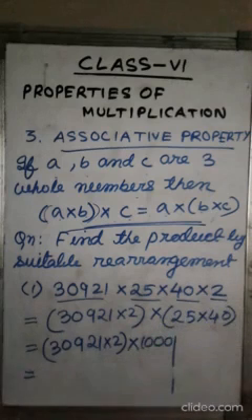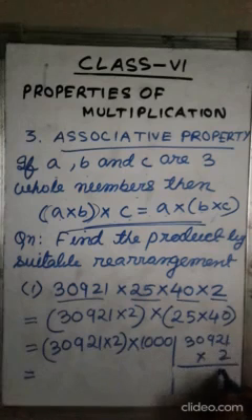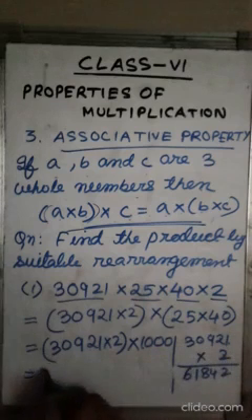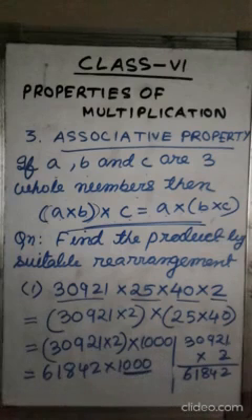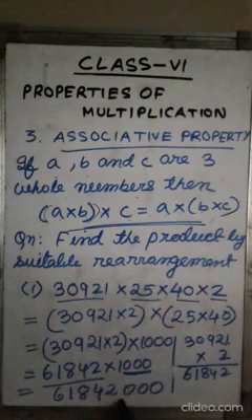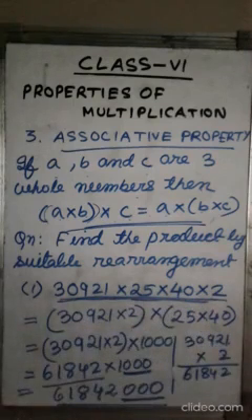Doing the rough work here. 30,921 into 2: 2 into 1 is 2, 2 into 2 is 4, 9 into 2 is 18, 2 into 0 is 0 plus 1 is 1, 2 into 3 is 6. So 61,842 into 1000. You know multiplication by 1000 is very easy. Just put three zeros after this number, 61,842,000. These three zeros I have added here. So this is the answer of the multiplication of four numbers.